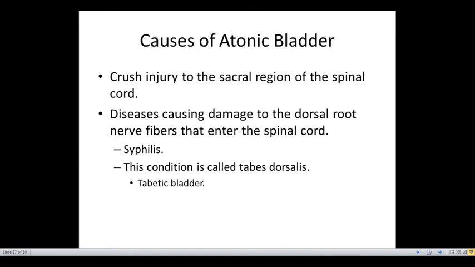The causes of atonic bladder include crush injury, like in road traffic accidents, to the sacral region of the spinal cord, or diseases causing damage to the dorsal root nerve fibers that enter the spinal cord, like syphilis. Now, this condition is called tabes dorsalis, and the resulting bladder condition is called tabetic bladder.